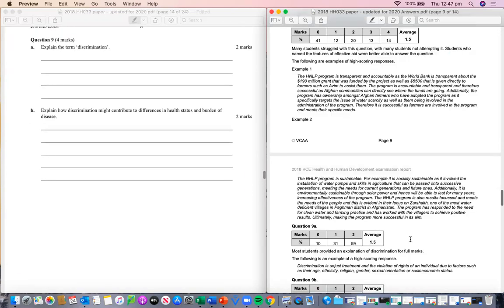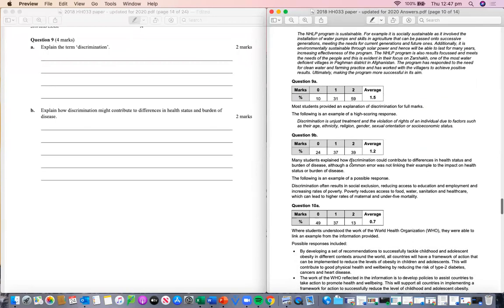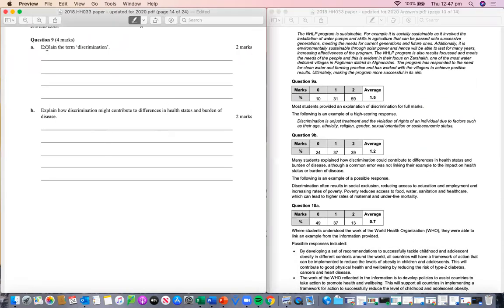Question 9, nice and simple here. Explain the term discrimination, for 2 marks. The average mark was 1.5. You could say something like: discrimination is unjust treatment and violation of rights of an individual due to factors such as their age, ethnicity, religion, gender, sexual orientation, or socioeconomic status. Again, definition provided at the start, with an example, to get 2 marks.